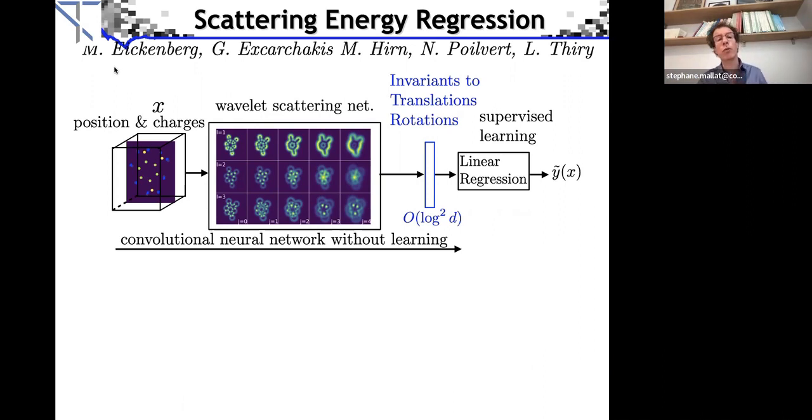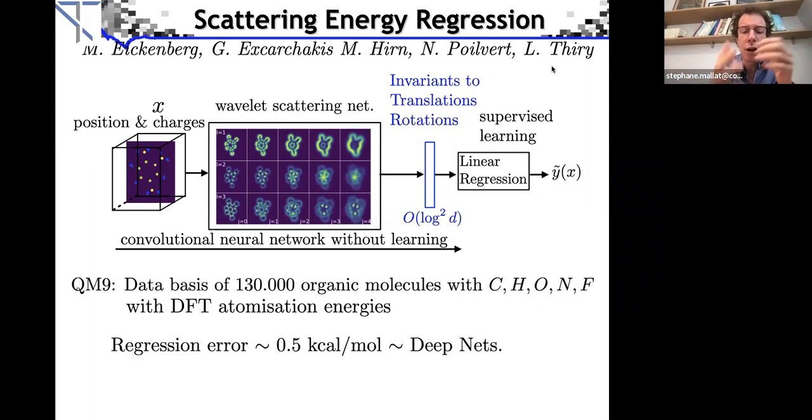So that was work done by Michael Eickenberg, Georgios Exarchakis, Matthew Hirn, Stéphane Mallat, and Louis Thiry, who were postdocs and students at École Normale Supérieure. Now, if you do that on a large database of organic molecules, a standard database that was used a few years ago, and you compare that to state-of-the-art deep networks, which learn all the filters, you essentially get the same results.